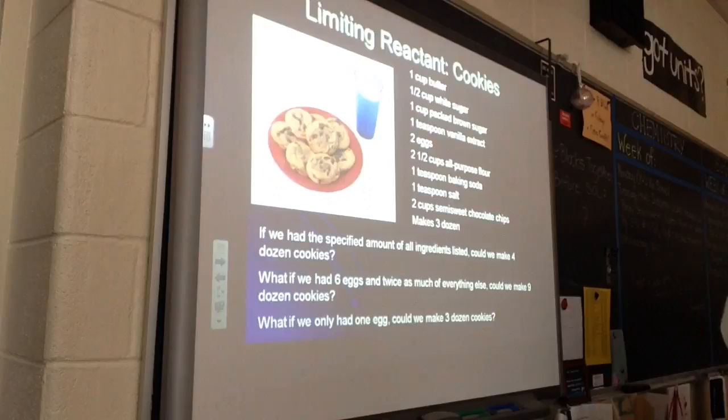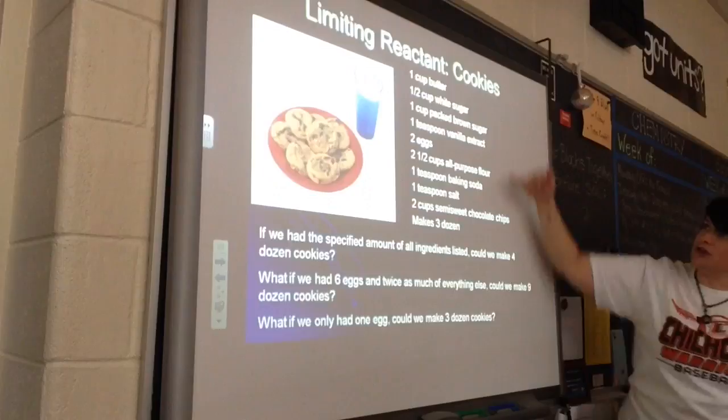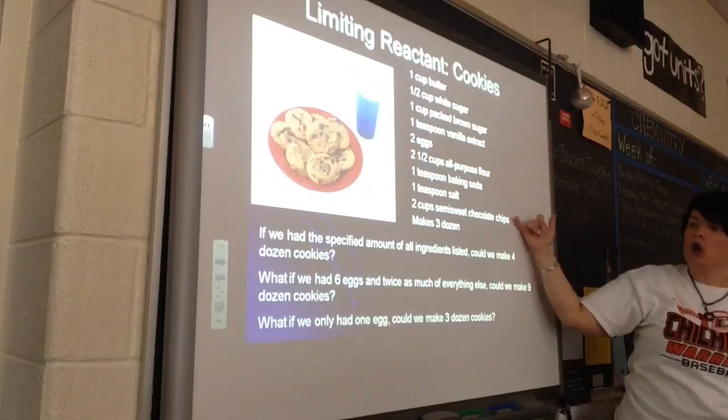The idea of limiting reactant is, if I had these, and this is the first question here, if I had these ingredients exactly as written in the quantities written, could I make 4 dozen cookies?